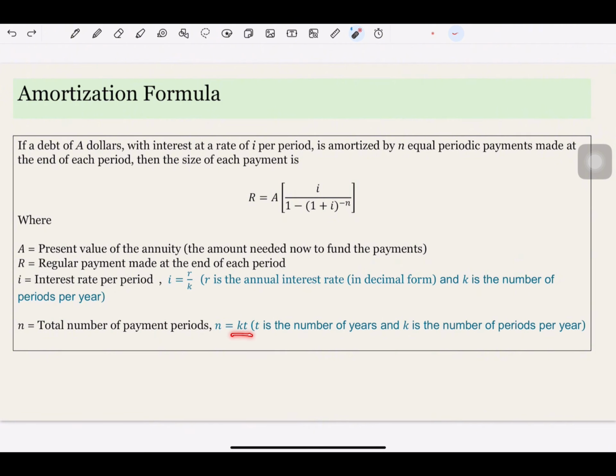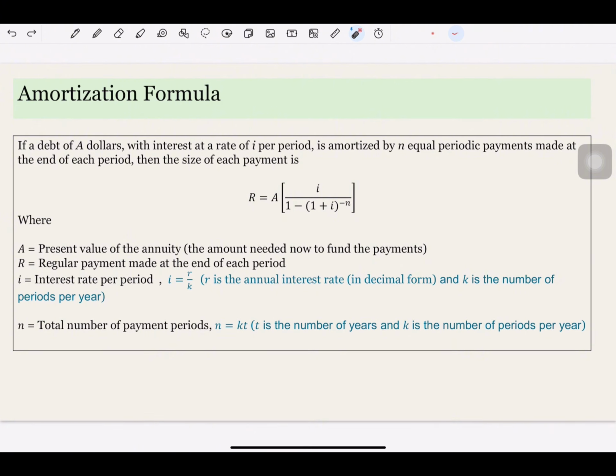So k gives you the number of periods per year. It is the compounding periods per year. And t is the total number of years that you have to do this annuity. So this formula tells you exactly how much you'll pay each month to fully repay the loan, including the interest, by the end of the long term. So it's used in mortgages, car loans, student loans, and business loans.